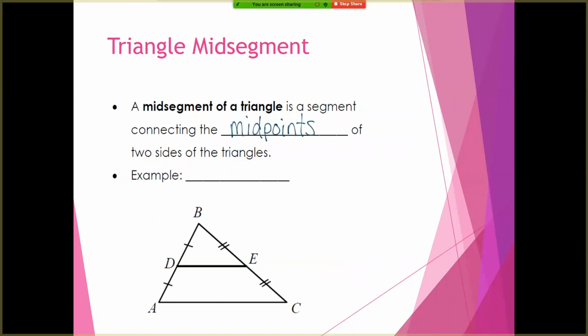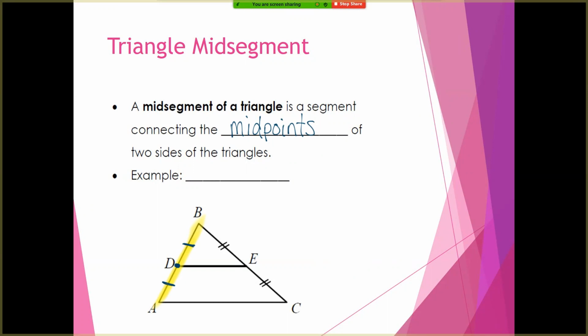For example, if I look at this triangle down at the bottom, I have side AB. In the middle of side AB, I have D. I know that D is in the middle because this is marked congruent to this. So AD is marked congruent to DB. So D is the midpoint of that side.